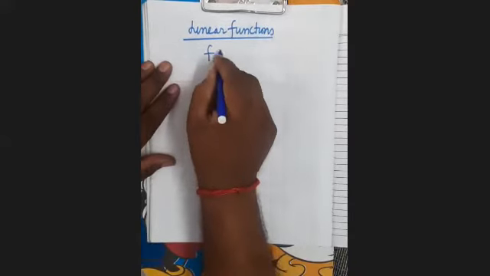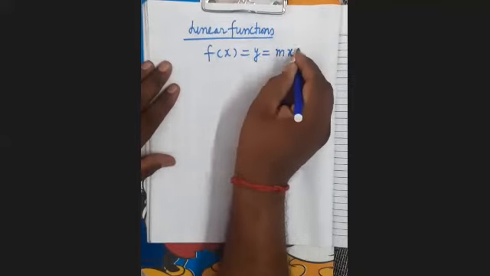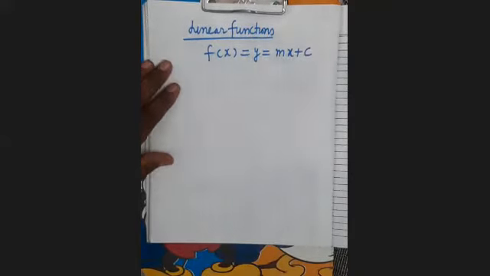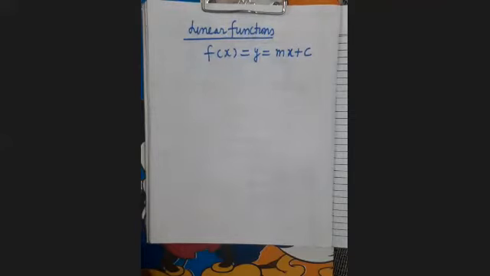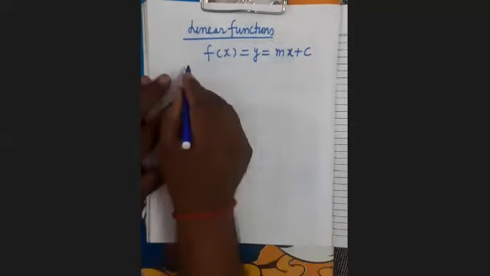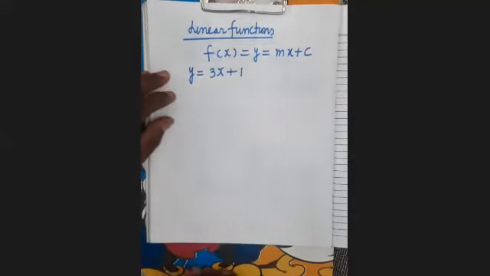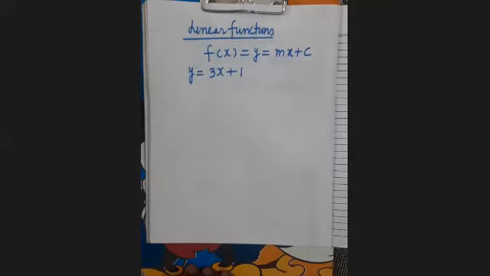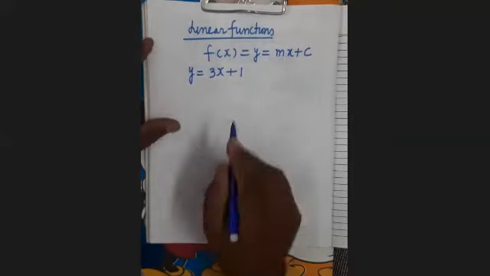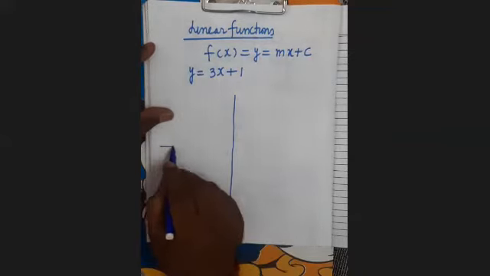Means in which f(x) or y is equal to mx plus c, where m and c are constants. For example, y equals 3x plus 1. It's clear? What type of graph will this have? हमने पढ़ा है, इसके ग्राफ हमने प्लॉट भी किए. कैसा ग्राफ होगा?